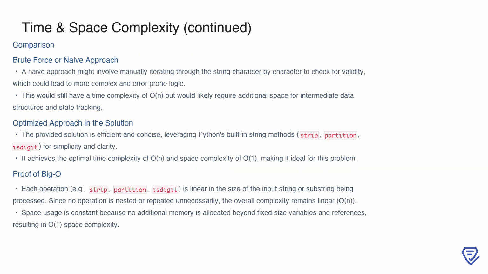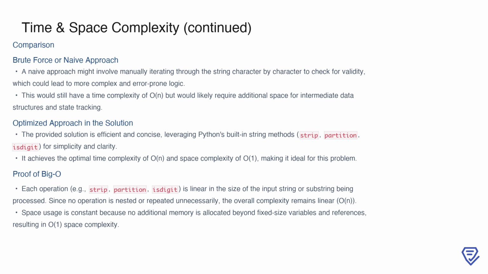To conclude, let's compare this approach to a brute force or naive solution. A naive approach might involve iterating through the string character by character, manually checking validity. While this would still result in O(n) time complexity, it would likely require additional space for intermediate data structures, making it less efficient. In contrast, the optimized solution we've discussed leverages Python's built-in methods like strip, partition, and isdigit to perform the necessary operations concisely and efficiently.